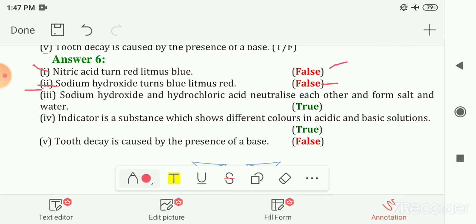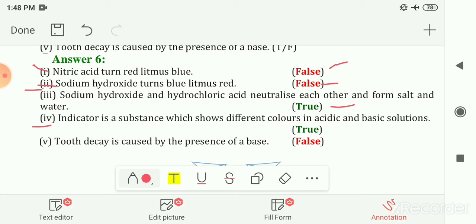Next is: sodium hydroxide and hydrochloric acid neutralize each other and form salt and water. So here your answer is true, as one is acidic in nature and the other is basic in nature. Sodium hydroxide is basic in nature and hydrochloric acid, as the name suggests, is acidic in nature. So both neutralize the effect of each other, and after this neutralization reaction they will form salt and water. So here your answer is true.